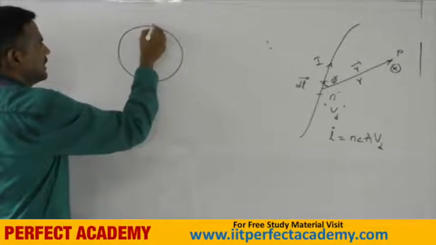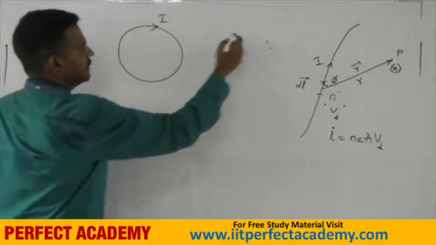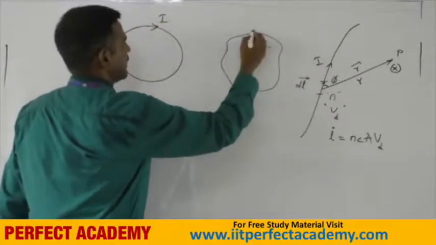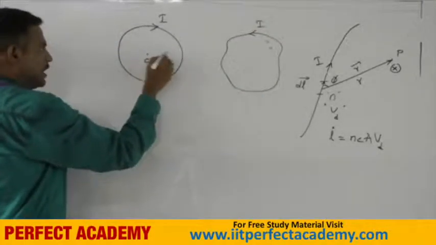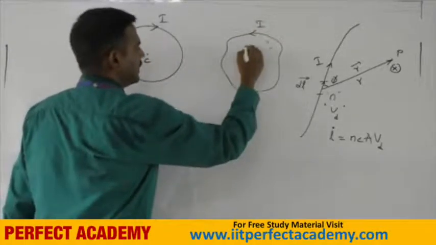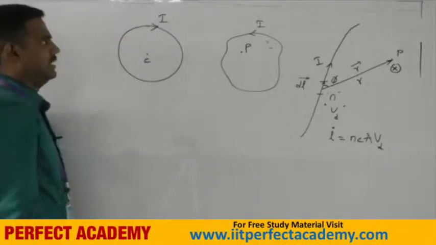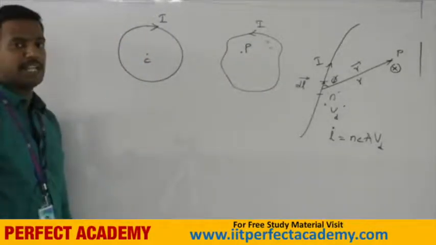One loop is carrying the current I in the clockwise direction, and there is another loop carrying the current in the anti-clockwise direction. There is one point here, let me call it the center C, and somewhere the point B is lying inside it. Now I would like to find out the direction of the magnetic field.